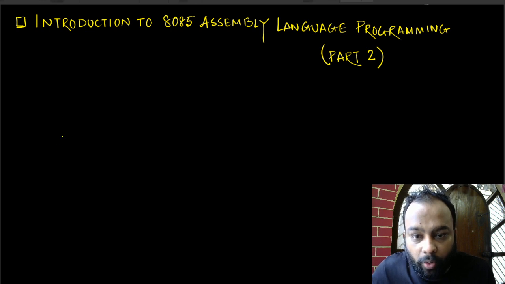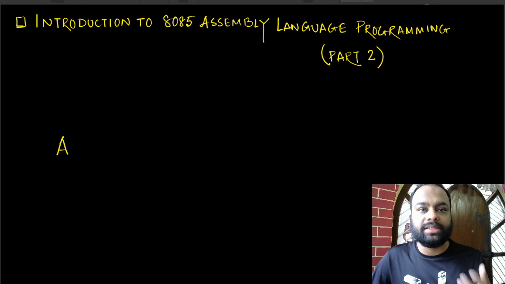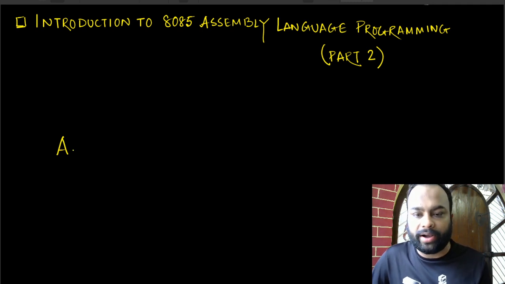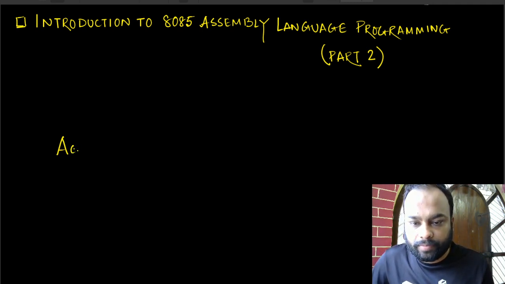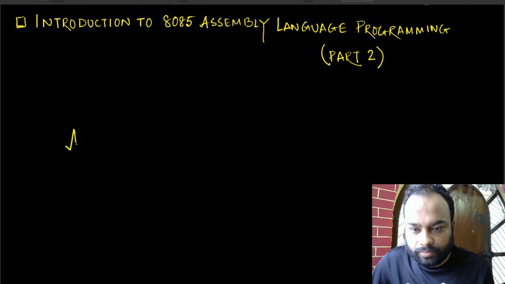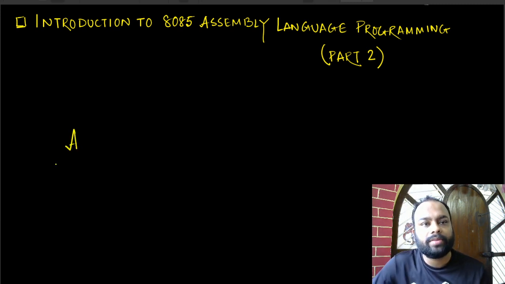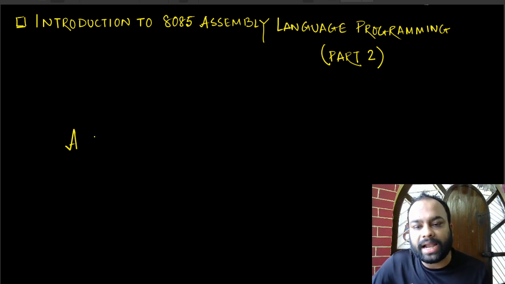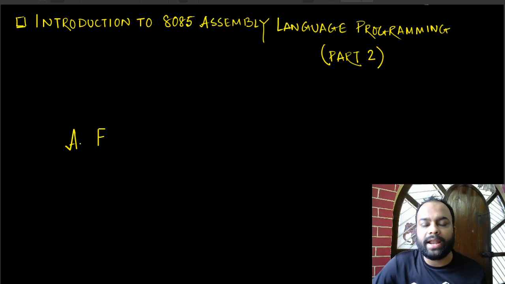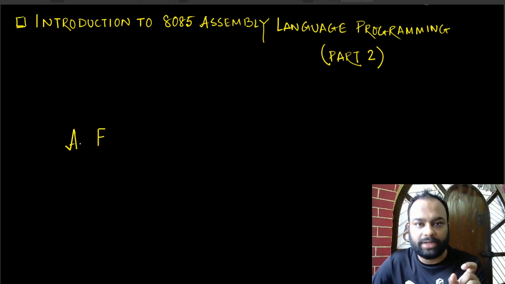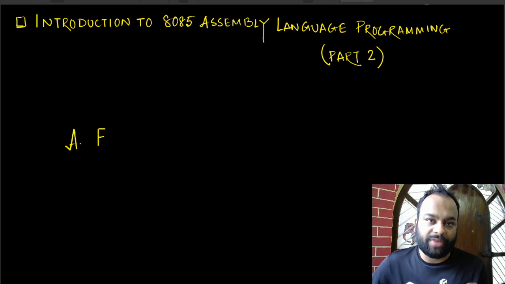What is the most important register in 8085 microprocessor? Of course, this is the register A or the accumulator, right? Register A, or known as the accumulator. And what is the next most important register in 8085 microprocessor? Of course, that has to be the flag register, right? Accumulator and the flag register, these are the most important registers in 8085 microprocessor.